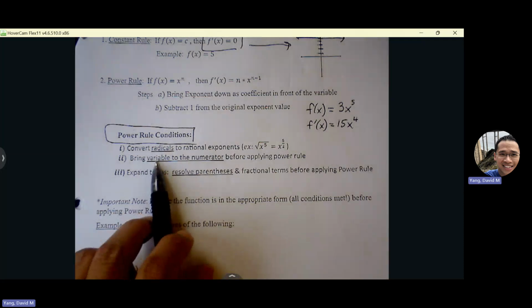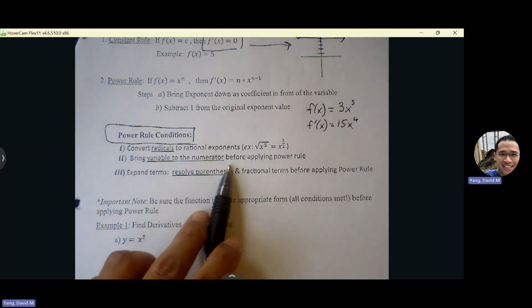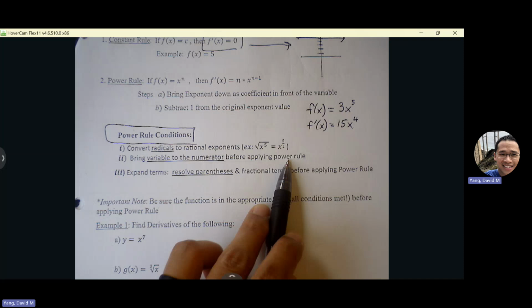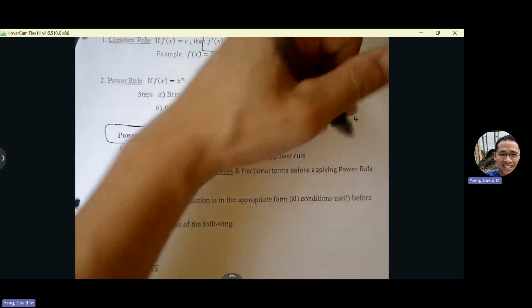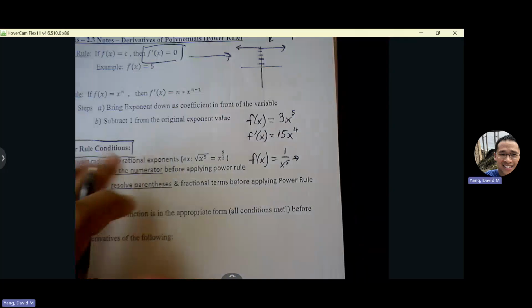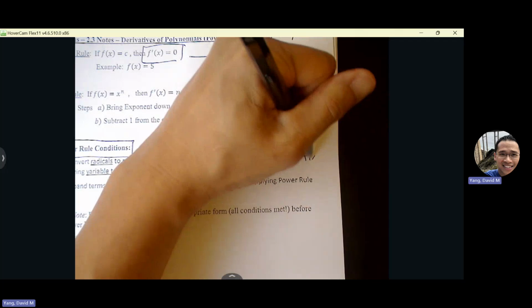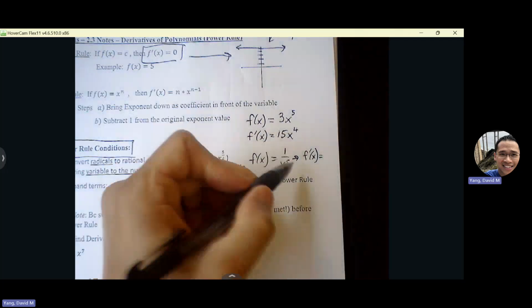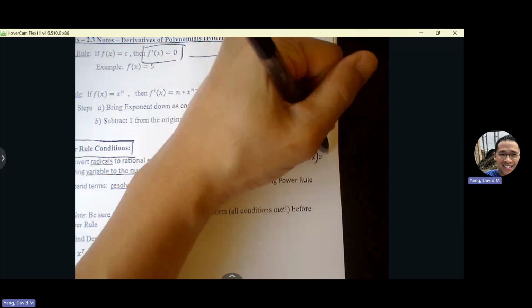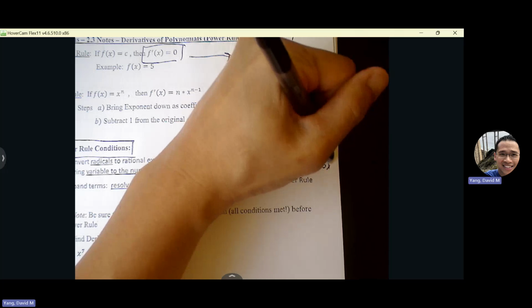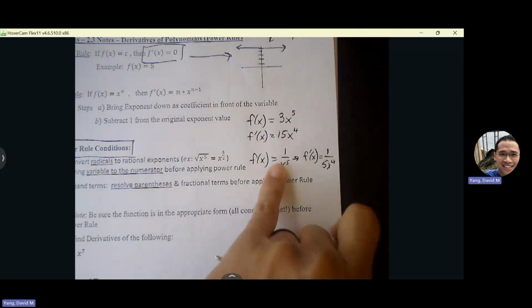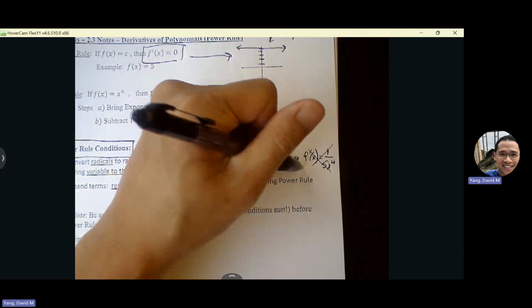The second is bringing the variable to the numerator before applying power rule. That means if your variable is in the denominator, power rule is not going to work. For instance, if my function is 1 over x to the fifth, I cannot just do power rule below and make it 1 over 5x to the fourth, even though that feels intuitive. Power rule is not going to work if your variable is sitting in the denominator. You have to bring it up to the numerator first.